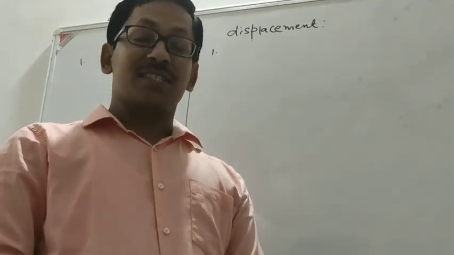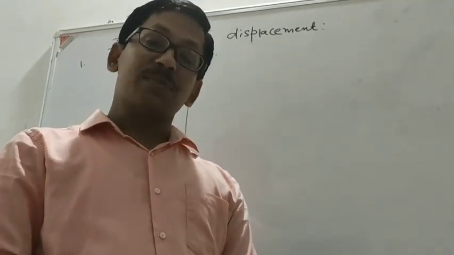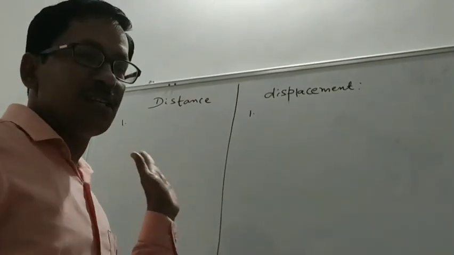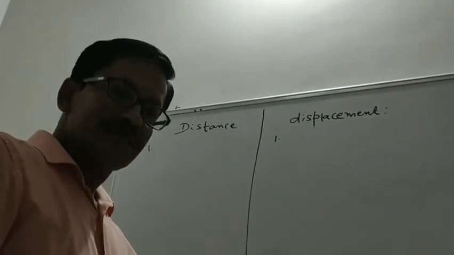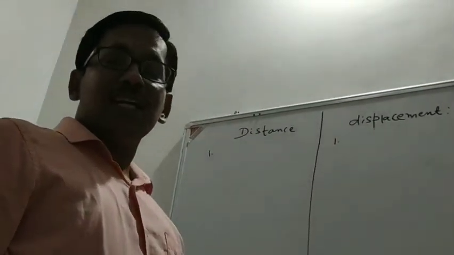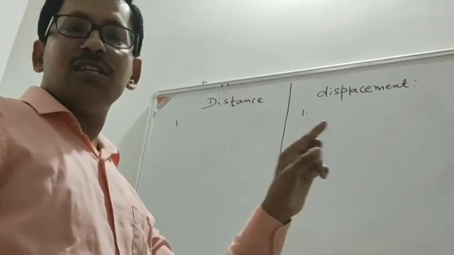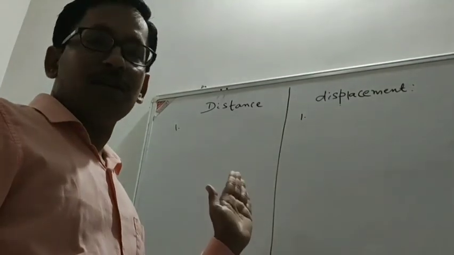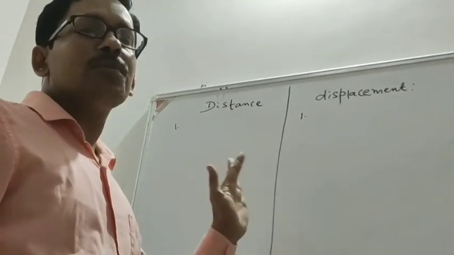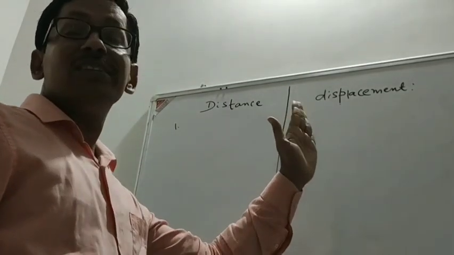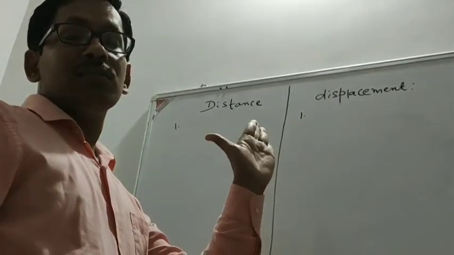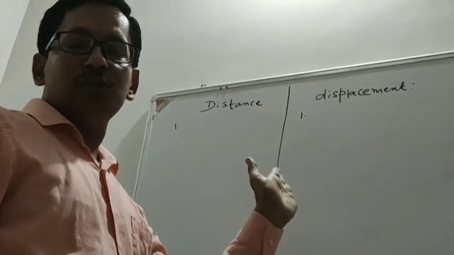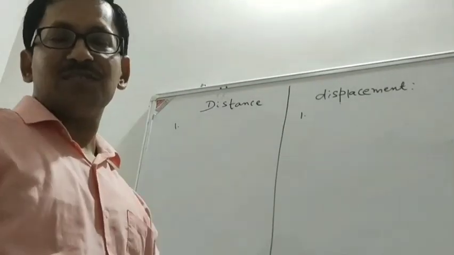Now let us distinguish between distance and displacement. What are the differences? You may make two columns, one for distance, other for displacement. First point, you may write the definition. Distance covered is the length of the actual path traversed by a body from initial to the final position. Displacement is the distance covered in a specific direction, or the shortest distance between initial and final position.